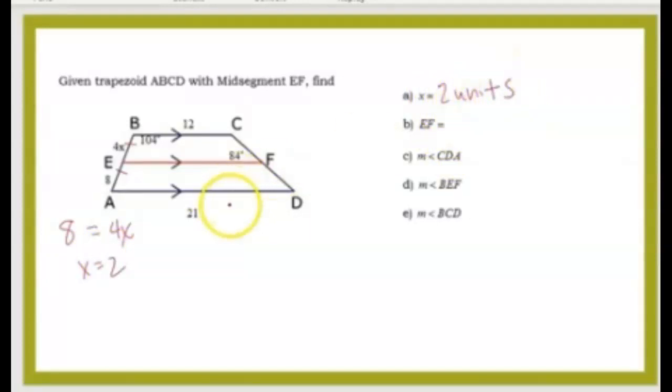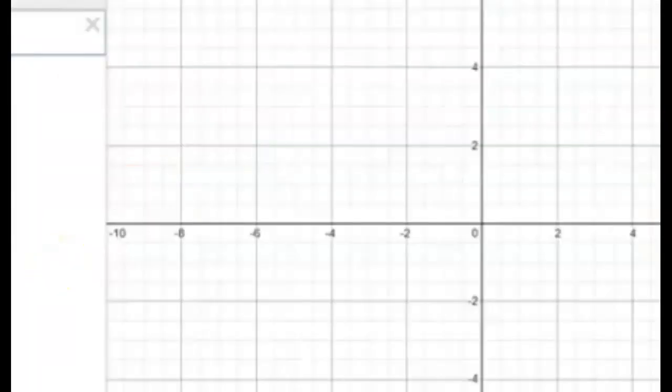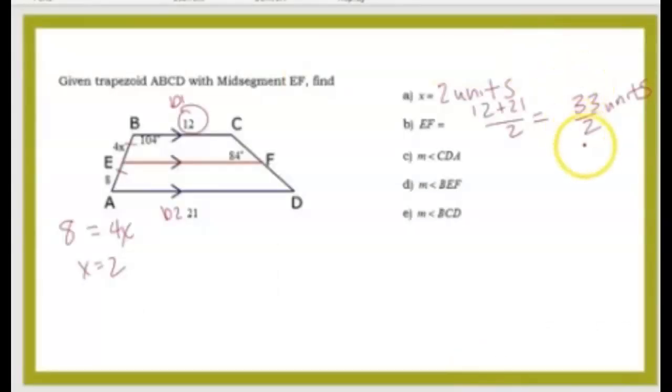That was easy. EF, they want us to find the mid-segment now. All right, so 33 divided by 2, that's, let's see, that's decimal for sure, 16 something, 16.5. So we could write 16.5 if we wanted to. 16.5 units. All right, CDA, that's this angle down here. And like I said before, these are corresponding angles, so this is also going to be 84 degrees.